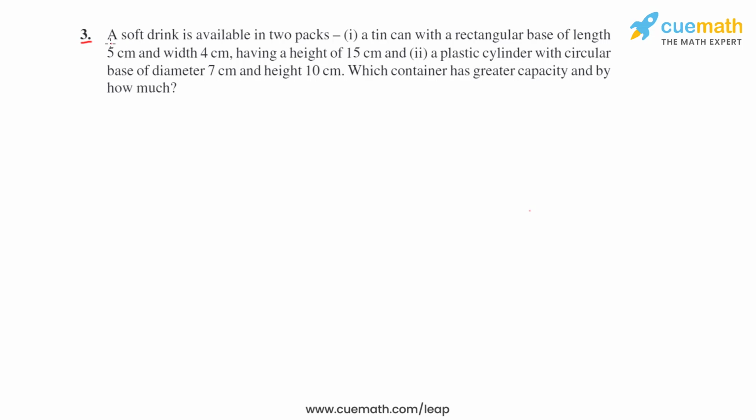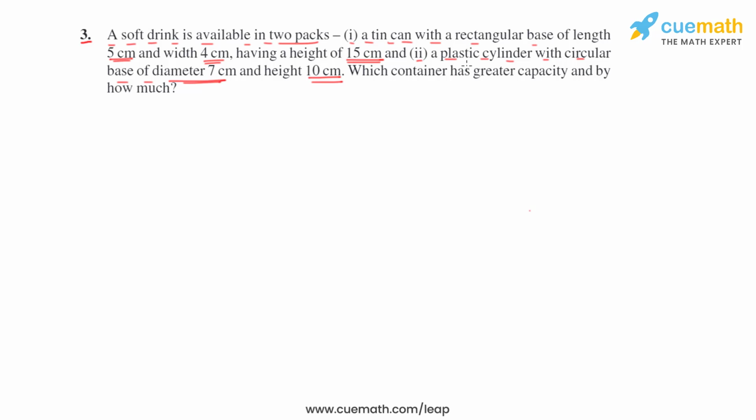In the third question, it is given a soft drink is available in two packs. First, a tin can with a rectangular base of length 5 centimeters, width 4 centimeters, and having a height of 15 centimeters. Second, a plastic cylinder with circular base of diameter 7 centimeters and height 10 centimeters. Then it is asking which container has a greater capacity and by how much.